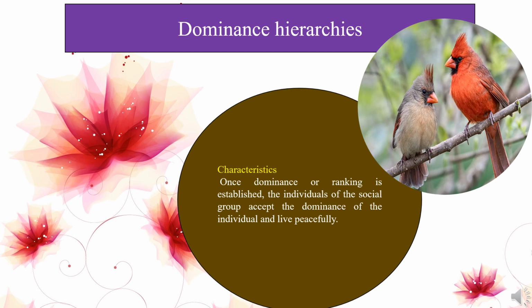Some characteristics of dominant subordinate behavior are: once established, a dominance hierarchy exhibits some of the following characteristics. Once dominance or ranking is established, the individuals of the social group accept the dominance of the individual and live peacefully. The individual of the highest rank gets the first choice of food and mate. The lower ranked individuals then follow. Usually, females are subordinate except red deer, where the female is the leader of the herd. Young are subordinate to adults.